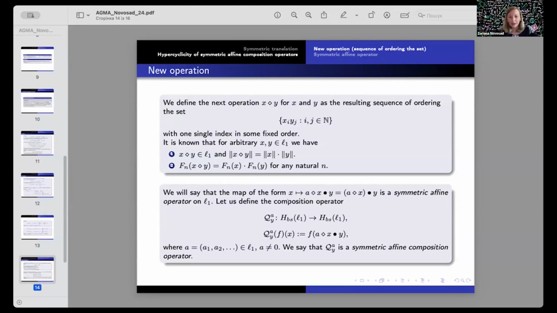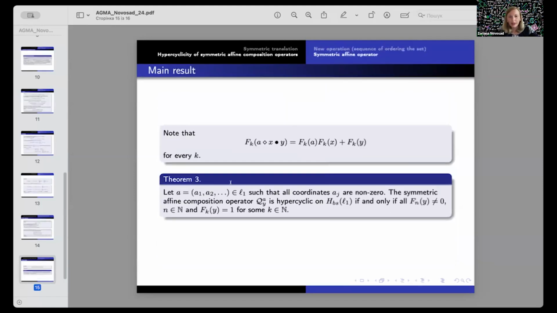So the main result, Theorem 3: let a be a sequence from l1 such that all coordinates are non-zero. Then the symmetric affine composition operator is hypercyclic on the algebra of symmetric functions which are bounded on bounded subsets. And we have in this theorem also the infinite dimensional case.